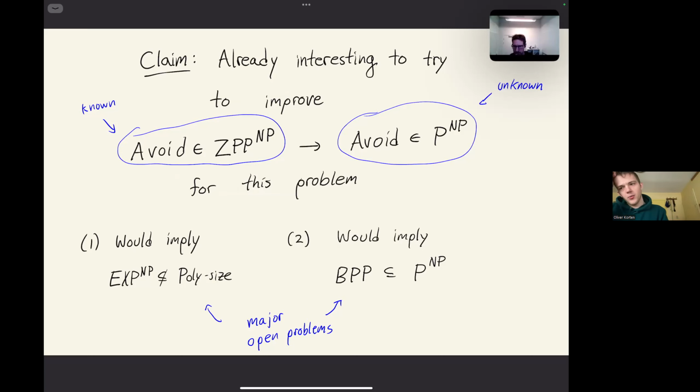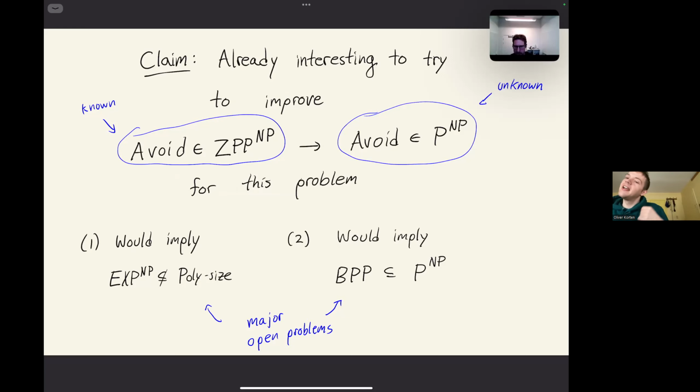And what are some concrete reasons? Well, it would imply a bunch of breakthroughs in complexity theory. The first of which, you don't have to know specifically what this means, is that it would imply super polynomial size circuit lower bounds for a class which we don't know how to prove circuit lower bounds for. This is the one on the left, a frontier problem in circuit complexity.